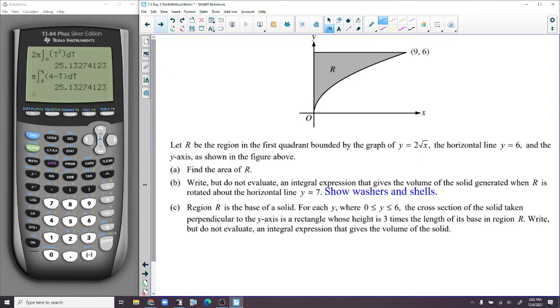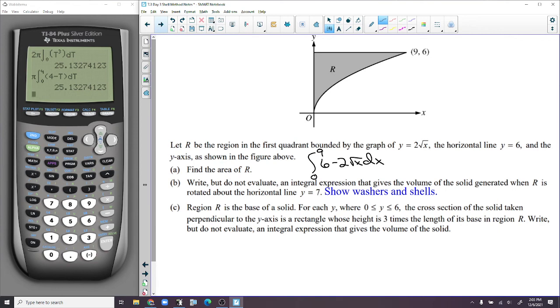All right, how about a free response question? Let R be the region in the first quadrant bounded by the graph of y equals 2 square root of x, the horizontal line y equals 6 and the y-axis as shown in the figure above. Find the area of R. 0 to 9 of the top minus the bottom: 6 minus 2 square root of x dx.